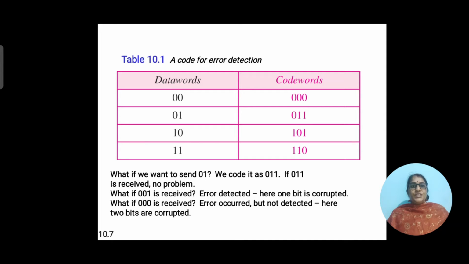If 011 is received, then no problem. Again, what happens if we receive 001? Error detected. Here one bit is corrupted. And if we receive 000, error corrupted but not detected. Here 2 bits are corrupted.